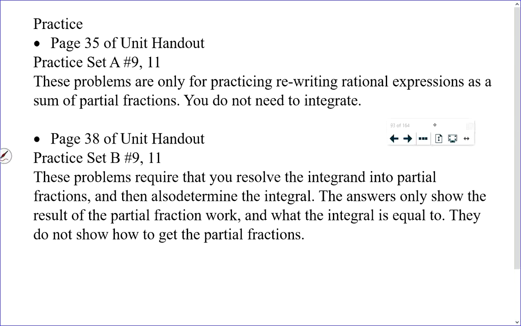I've got here for problem set at A, 9 and 11, and for B, 9 and 11. I would say you could do anything in those now, in A and B.